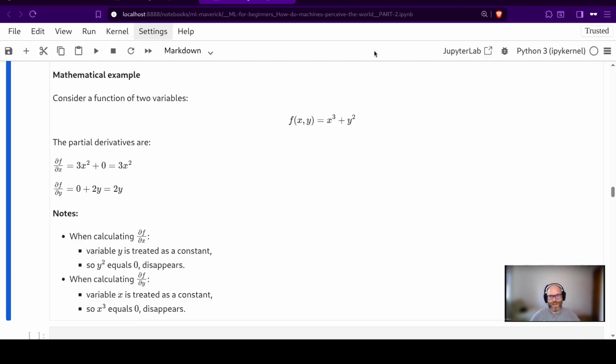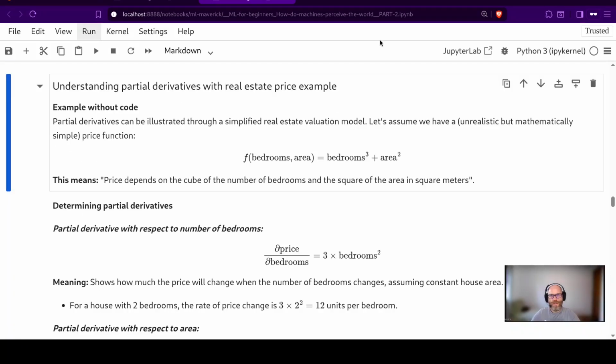When calculating the partial derivative of f with respect to y, variable x is treated as a constant. So x cubed simply disappears. Understanding partial derivatives with a real estate price example.